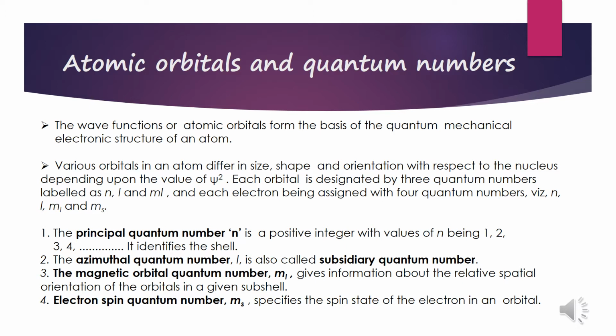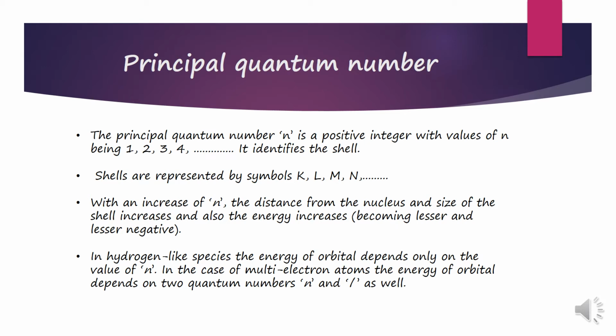So let's start with the principal quantum number. The principal quantum number is represented by small n. It is a positive integer with value of n being 1, 2, 3, 4 and so on. It gives us the information of the shell. You all know shells are represented by symbols like K, L, M, N and so on. We also know, children, that with an increase of n, the distance from the nucleus and the size of the shell also increase, and the energy also increases.